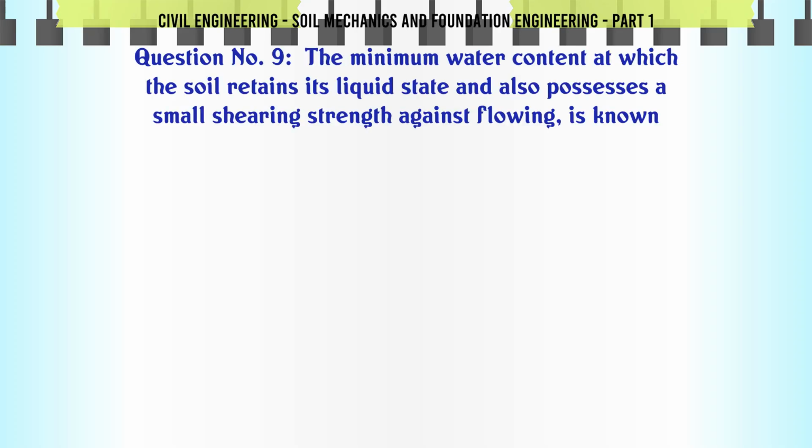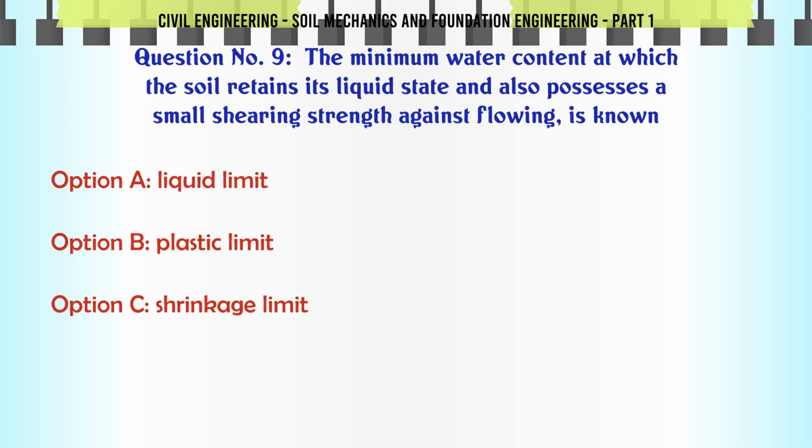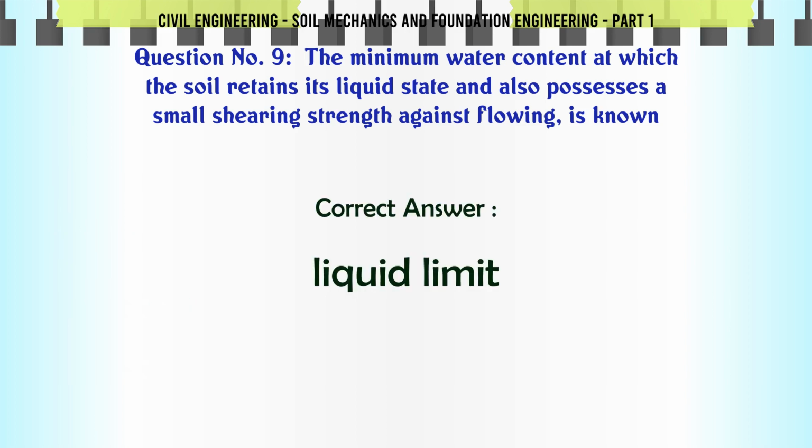The minimum water content at which the soil retains its liquid state and also possesses a small shearing strength against flowing is known as: A. Liquid limit, B. Plastic limit, C. Shrinkage limit, D. Permeability limit. The correct answer is liquid limit.